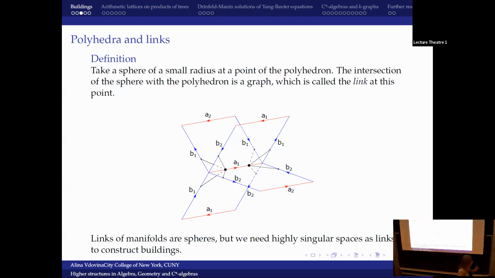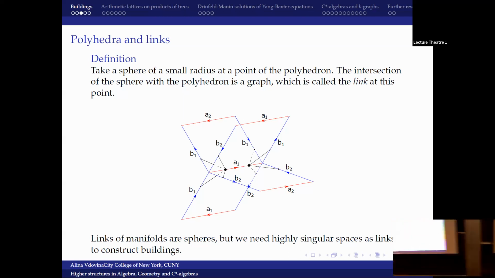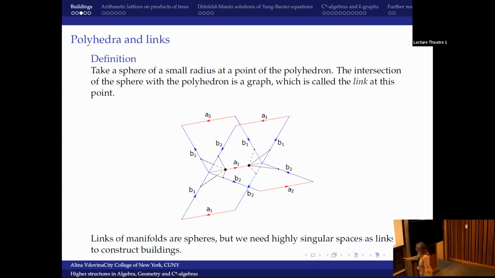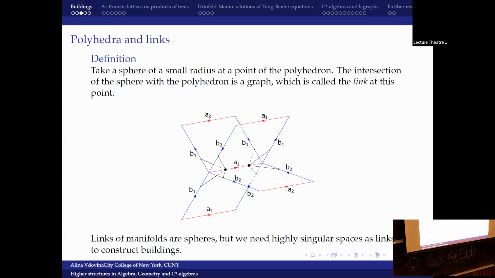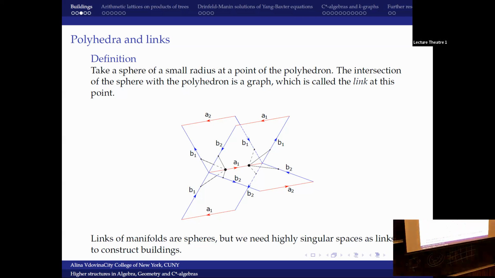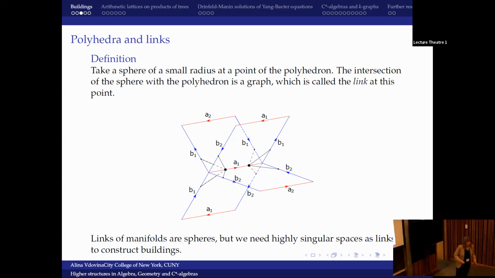And actually, there is even a deeper meaning of the fact that for the torus we get a cyclic graph, and for the tetrahedron we get a cyclic graph, because what is topologically a cycle is S1. It's a sphere like S1, and it tells you that the torus and the tetrahedron are manifolds, and the links of manifolds are spheres. But actually, we need highly singular spaces as links to construct buildings.